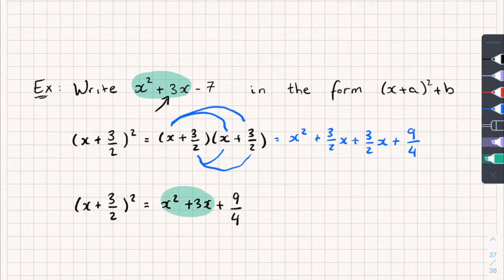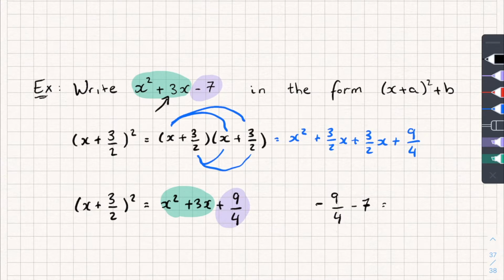Once again, the first two terms are the same, but you'll notice we've got plus 9 over 4, but we want it to read negative 7. So we need to add something or subtract something to make this plus 9 over 4 equal negative 7. The way I'm going to do that is say, well, if I subtracted 9 over 4, that would take this to x squared plus 3x, so it's taken the number down to 0. And from there, I just need to subtract 7 to get to negative 7.